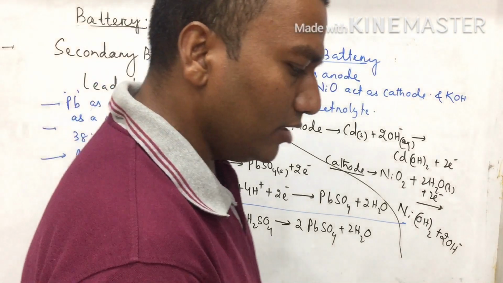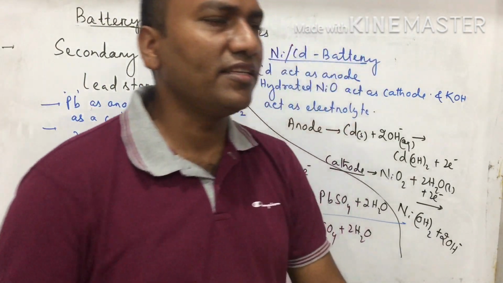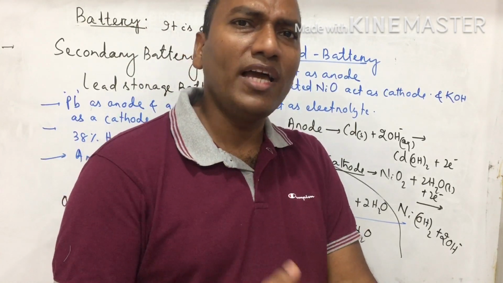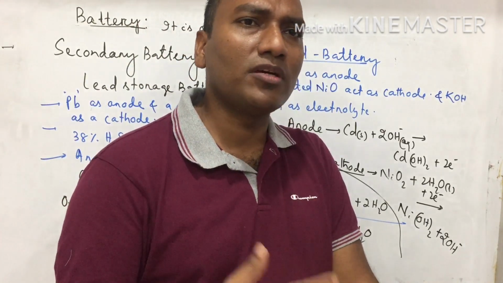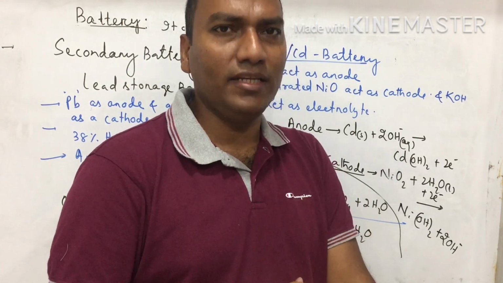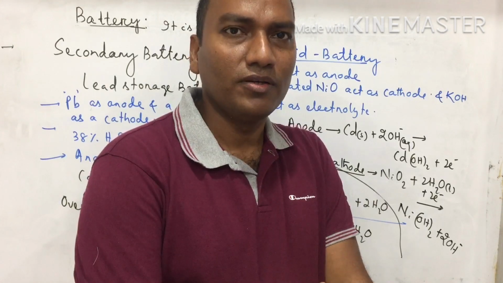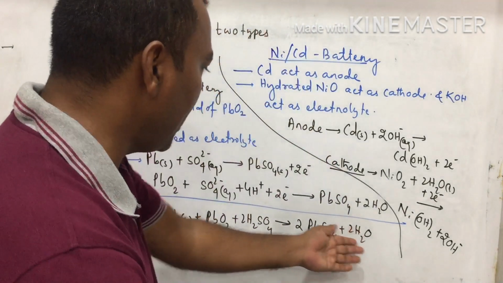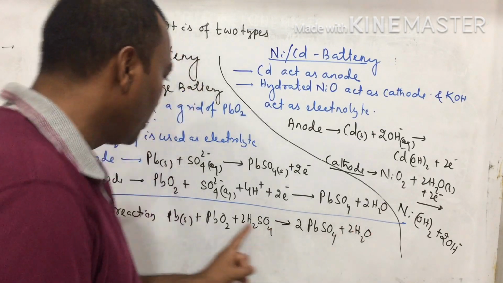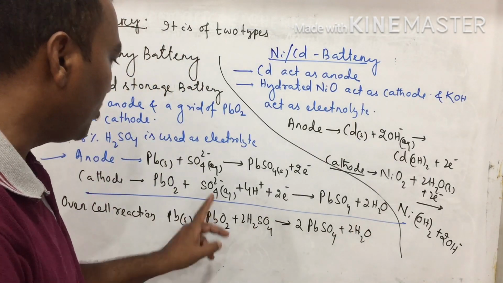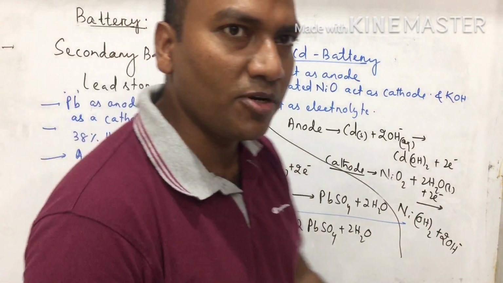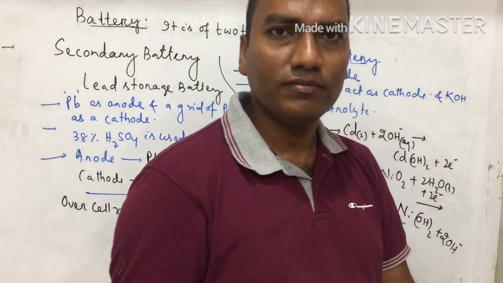You can ask one question like this, sir: if this reaction is completely reversible, why, after around 4 or 6 months, are we putting distilled water inside the battery? Yes or no? Because if the same reaction is reversed, that means 2PbSO4 + 2H2O gives rise to Pb + PbO2 + 2H2SO4. So if the same reaction is reversed, where does this water go?